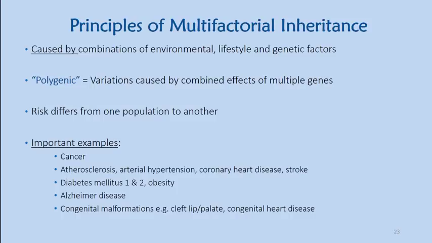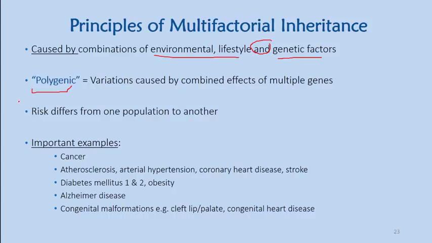Continuing on with multifactorial inheritance, so again, the middle of the spectrum on the last slide, these are caused by, as already mentioned, combinations of environment, lifestyle, and genetic factors. They are polygenic. In other words, there's not just one single gene that is essential for this. So for example, with type 2 diabetes, there are many different genes that could make somebody more prone to developing diabetes. There's a polygenic nature to these multifactorial diseases. There are so many different potential influences within our genes.